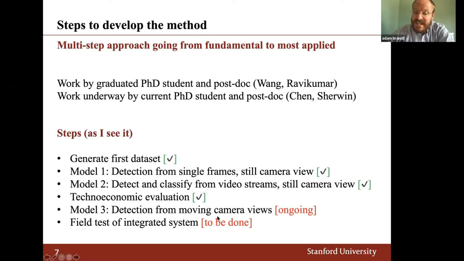Then we want to move into detection from moving cameras. I think this is really important. This is what Yulia is working on. And then the field test of an integrated car-mounted system, I think, is the last step. And then at that point, I'll kind of be done with the idea, I think.